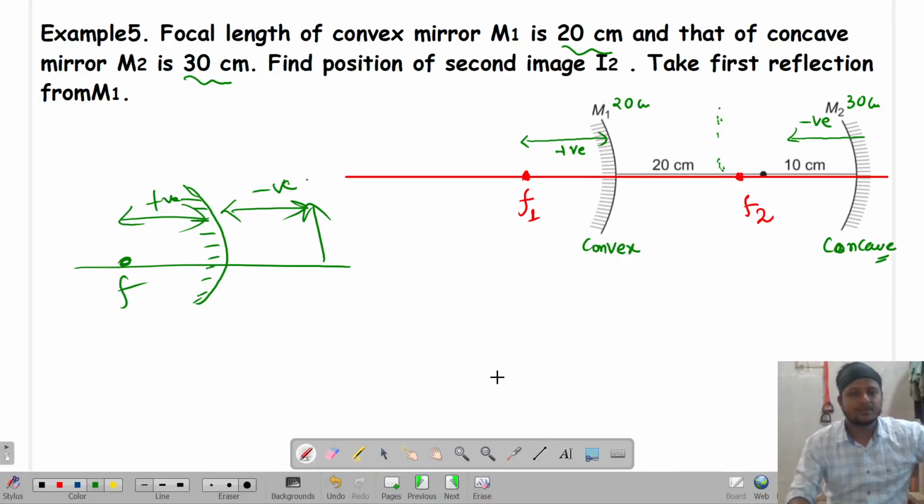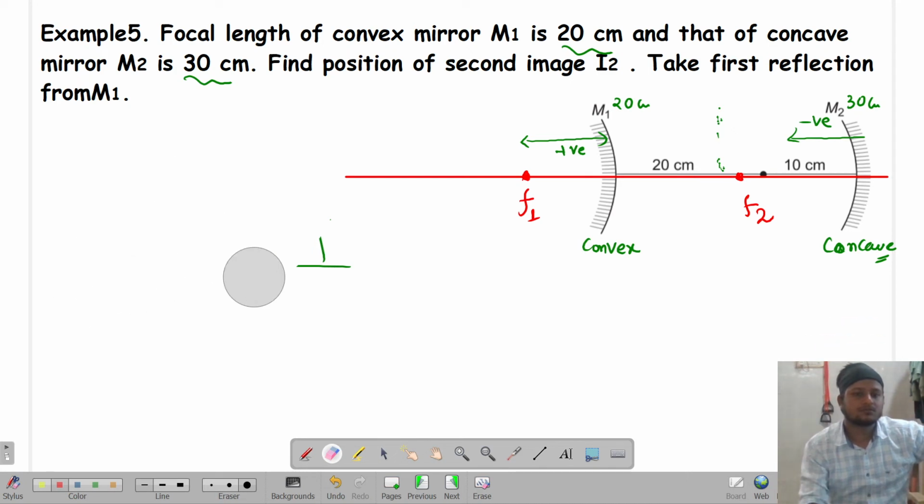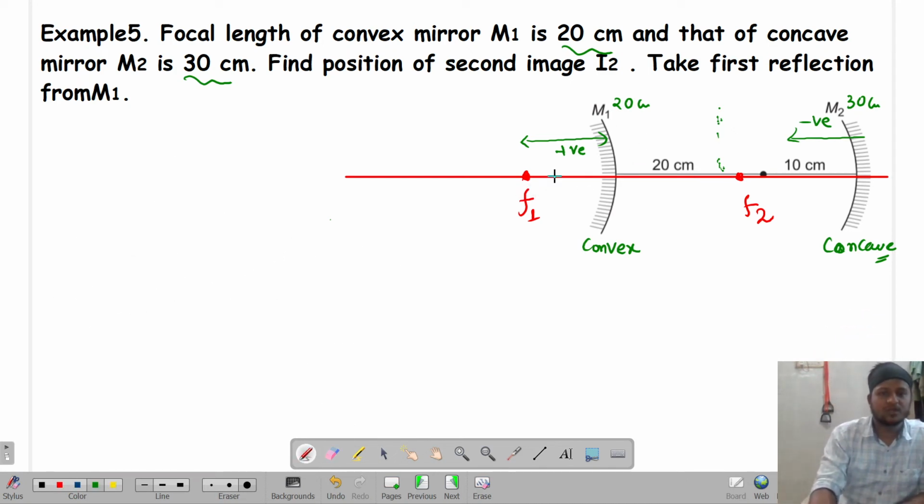ठीक है, तो this is the main concept. Okay, now आगे बढ़ो, चलो आगे utilize करते हैं। तो focal length यहाँ पे M1 की positive है, and we need to find the position of the second image. Where is the object given? Okay, so this is the object, and it is located at 20 centimeter from M1 and 10 centimeter from M2.